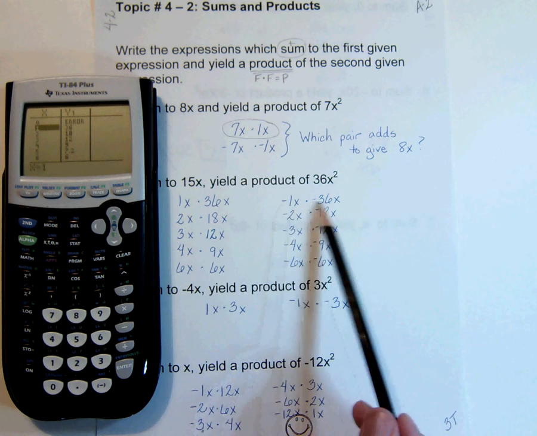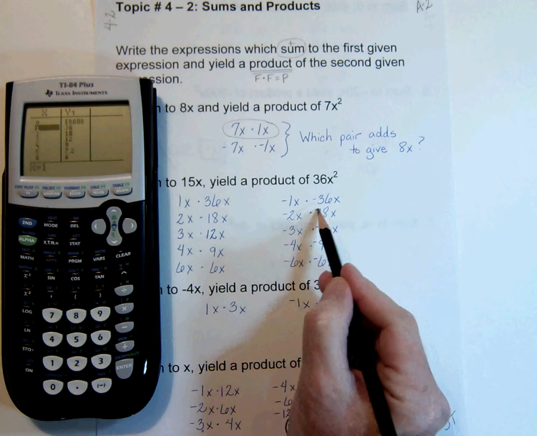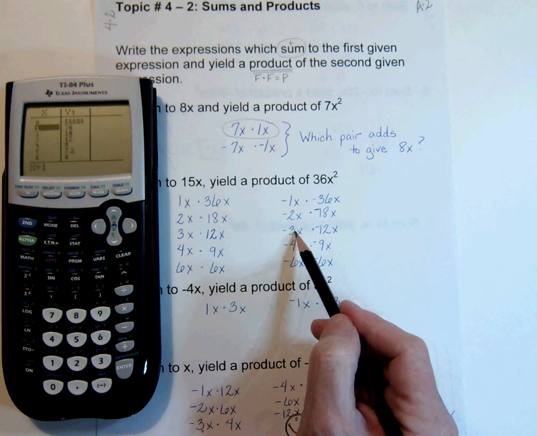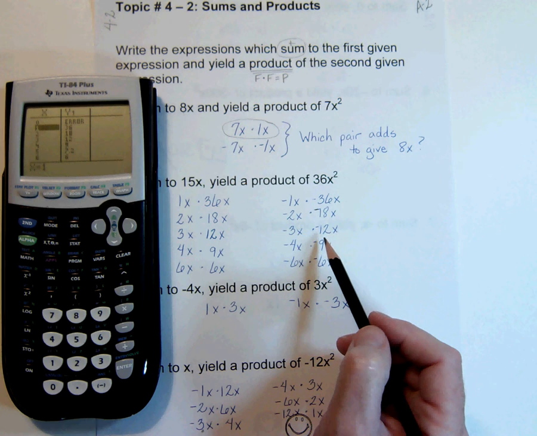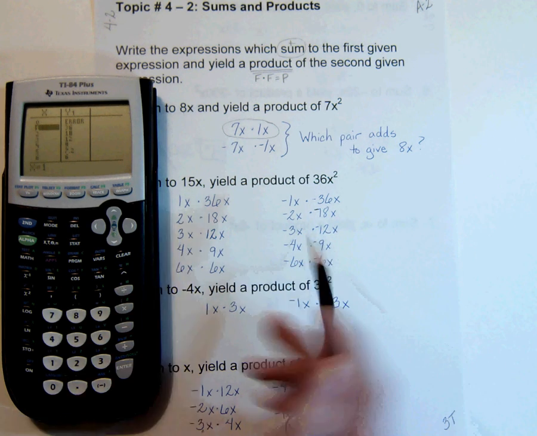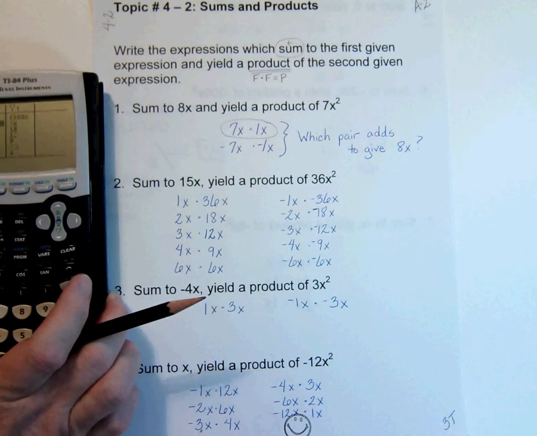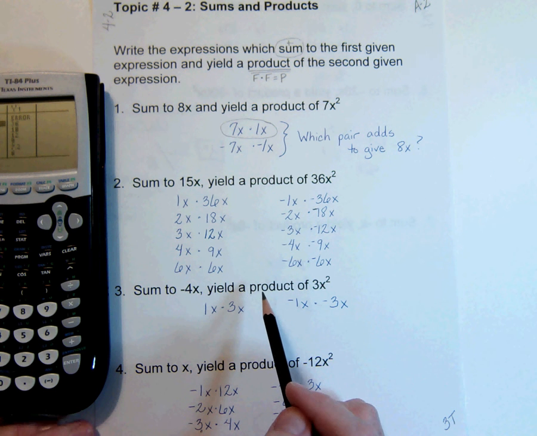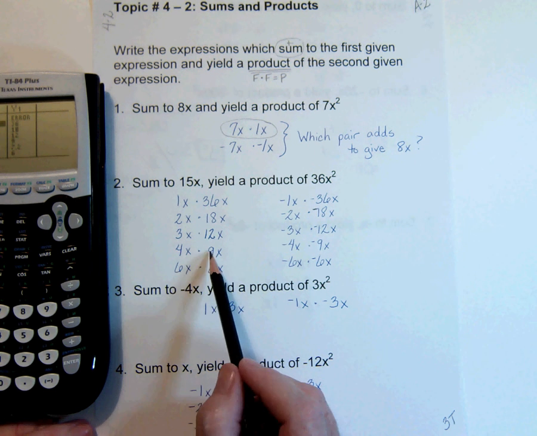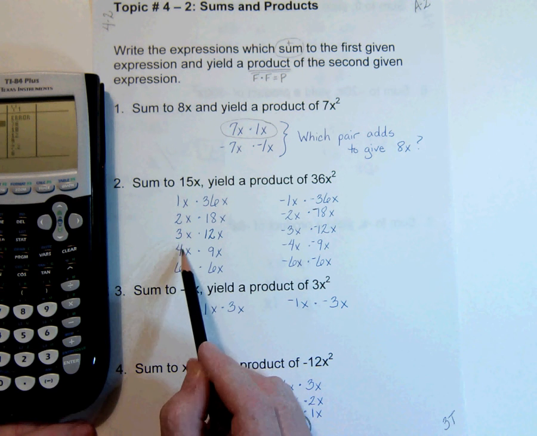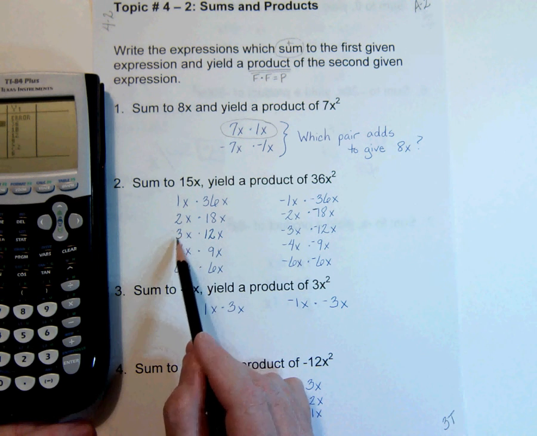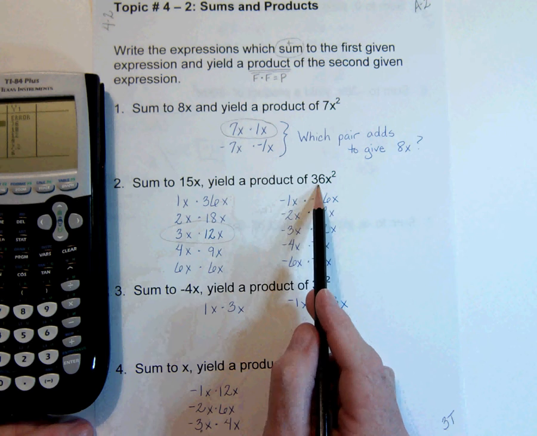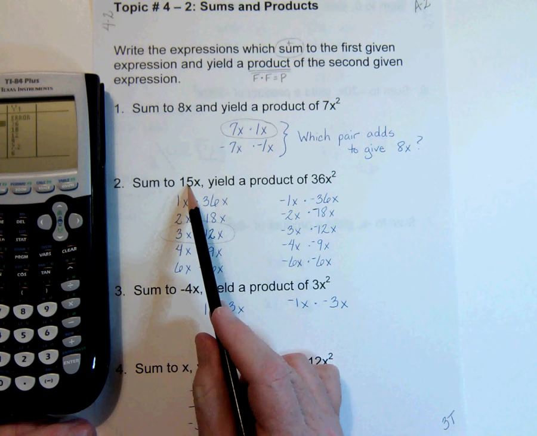I did list the negatives too, because a product can be a positive number when a negative is multiplied by a negative. So you're looking for factors whose sum is 15. Look closely to see that all of these are factors of 36. Which one added together is going to give you 15? 9, 10, 11, 12, 13, no, 12, 13, 14, 15. Those are the two: the product gives 36, but if you add them together, you get 15.